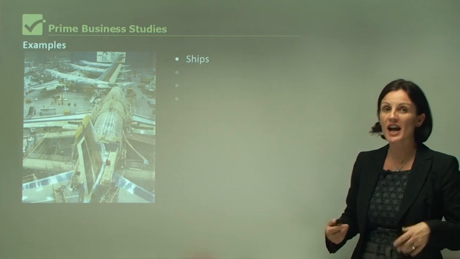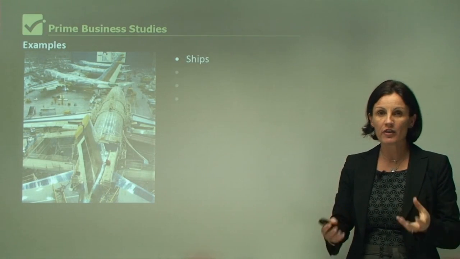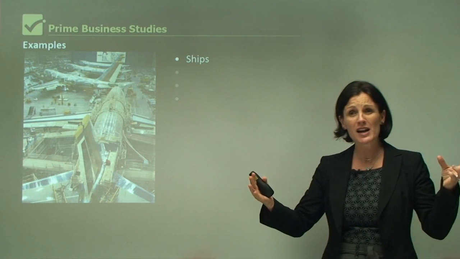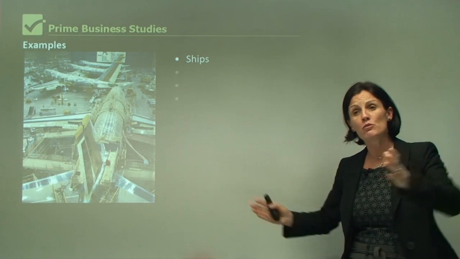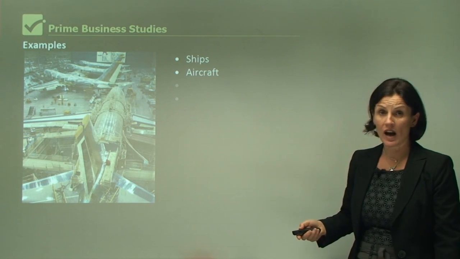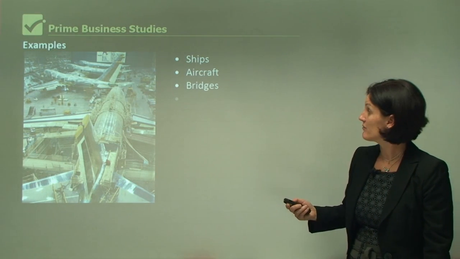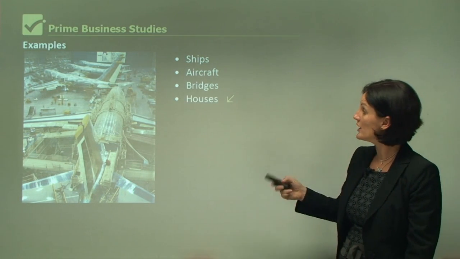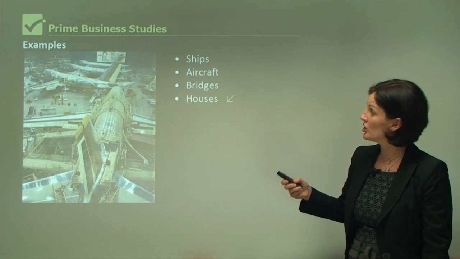Now, some examples are ships. So you'll be very aware that a ship is a massive product, and we can't have a ship moving around an assembly line. It's too big. Aircrafts, bridges, and houses are all examples of a fixed position layout.